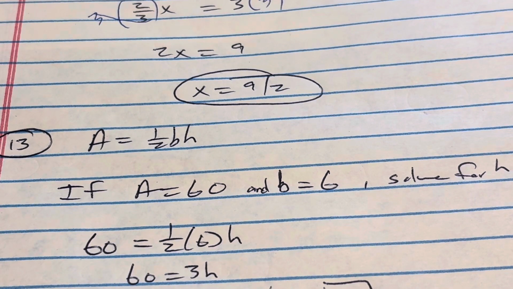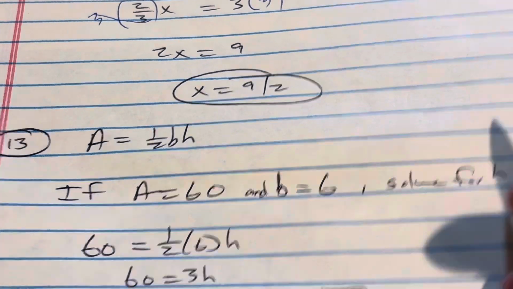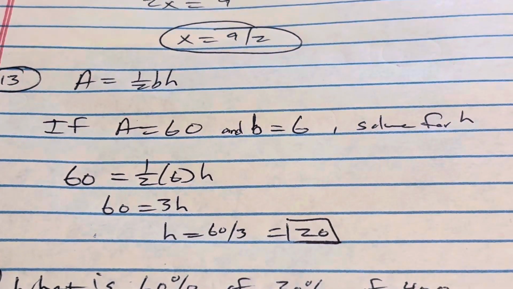A is 60. So you have the area of a triangle is 1/2 base times height. If the area is 60 and the base is 6, what's the height? 60 is 1/2 6 times h. 1/2 of 6 is 3. 60 is 3h. H is 20. The height would be 20.